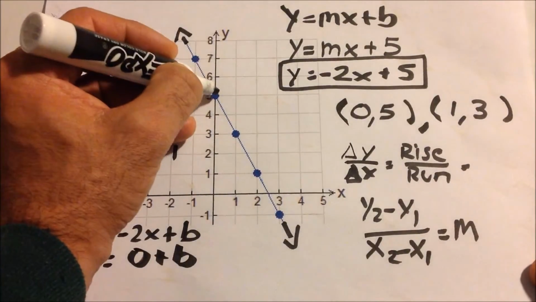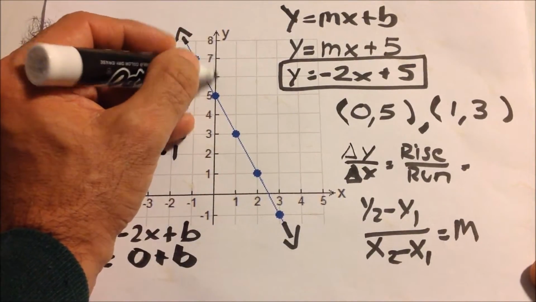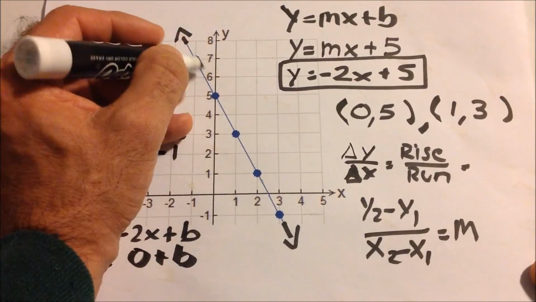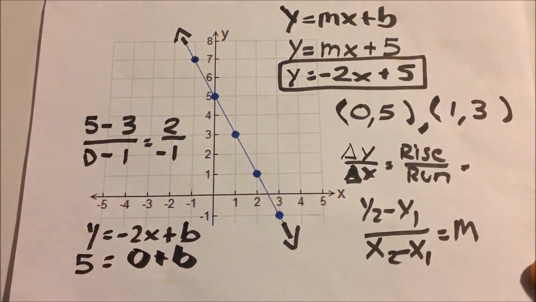Now, if you went up 2 over 1, you're still going to the left. You're not going to the right. And you would still have a negative slope.